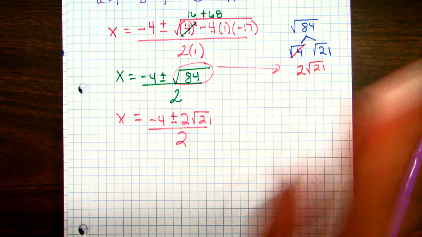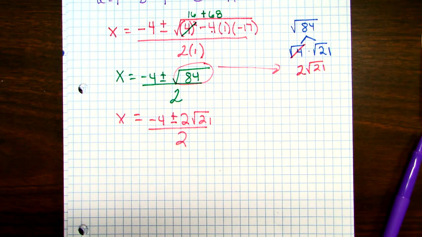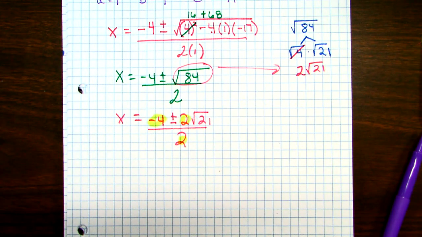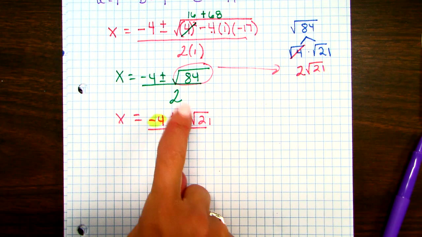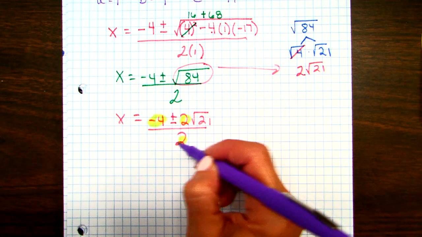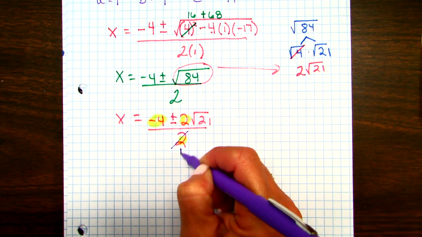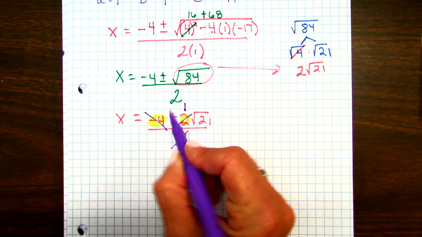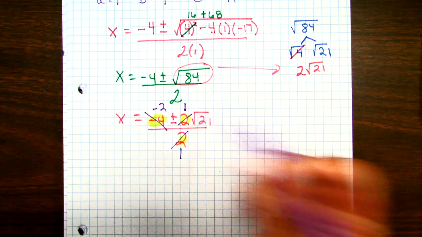Look at the numbers on the outside. Let me highlight them for you. The numbers that are not under a radical. Negative 4, 2, and 2. If those are all divisible by the same number, you can simplify it one more time. What number goes into negative 4, 2, and 2? 2. So if I divide by 2, I get 1. If I divide by 2, I get 1. If I divide by 2, I get negative 2.